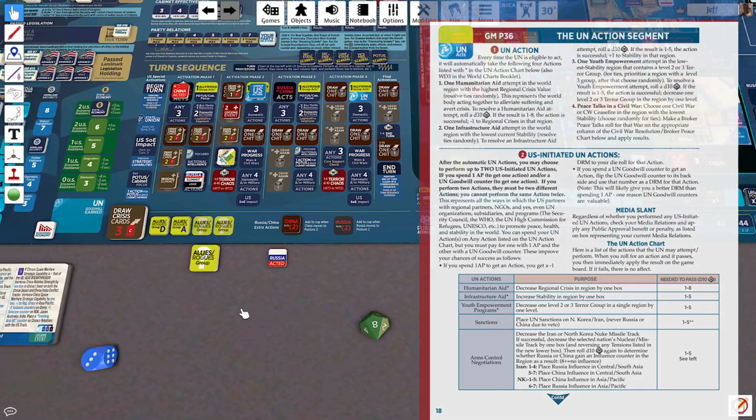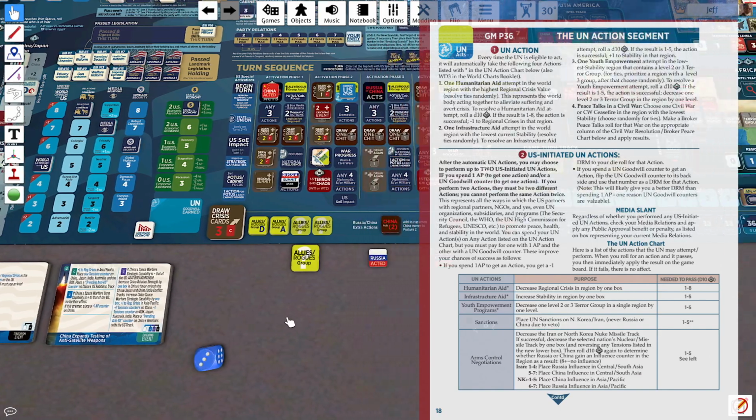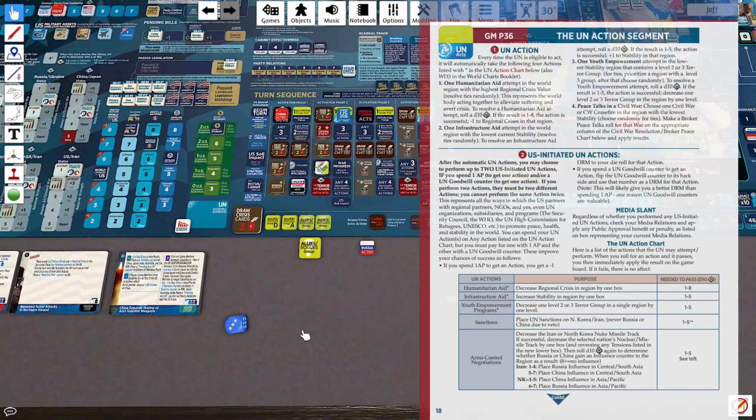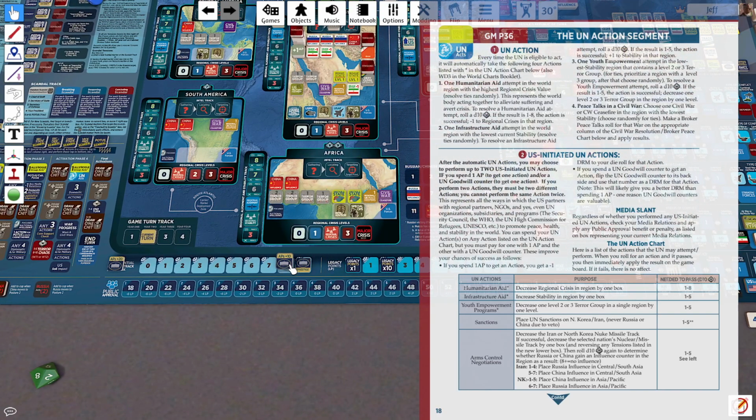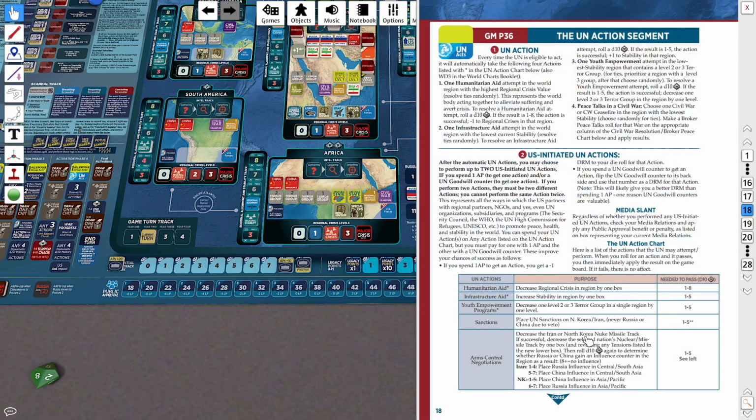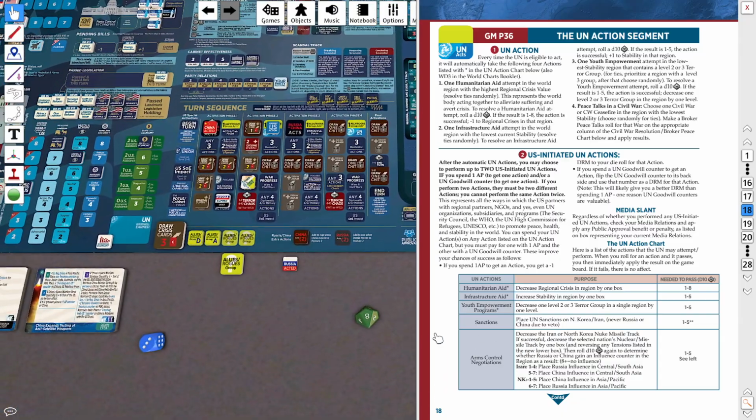Alright, then US initiated actions. We have no goodwill. I will spend 1 AP. At least I think I will. We'll drop to 18. I mean, the sanctions are not, they attack on rockfall. That's horrible, but so stupid. This one is good for reducing the Iran thing, so let's try it.